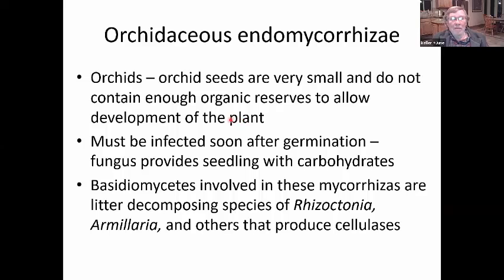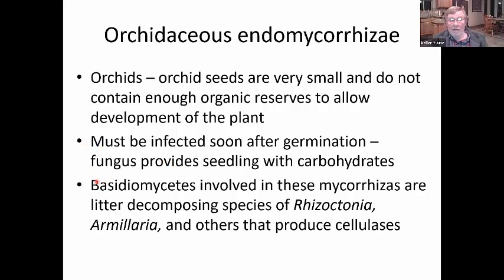Okay, then I'm not going to say much about these last types. Orchidaceous endomycorrhizae. Orchids are kind of interesting because the seeds of orchids are really small, and they don't contain enough organic reserves to allow for the seed to grow up and become a seedling and support itself. So they've got to be infected right after they're germinating, or they're going to die, because they just don't have the type of nutrition in the seed that allows them to grow. So here the fungus is going to provide the seedling with its carbohydrates. If they don't make an attachment to a fungus right after they germinate, then they're going to die.